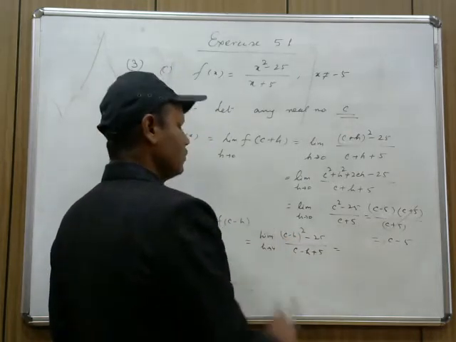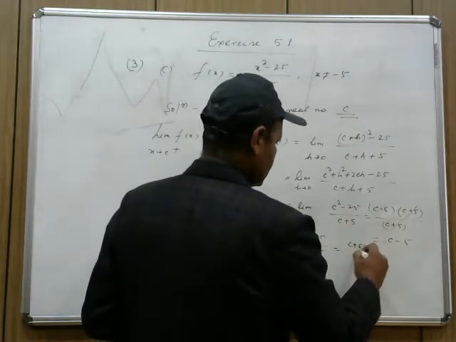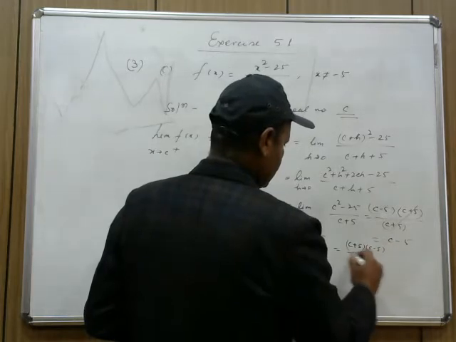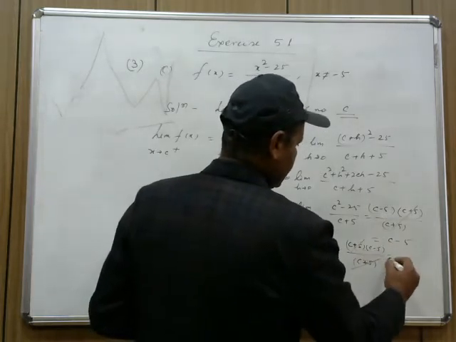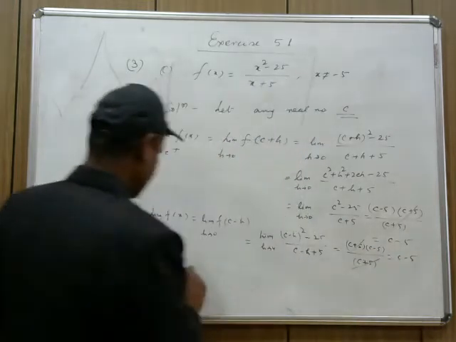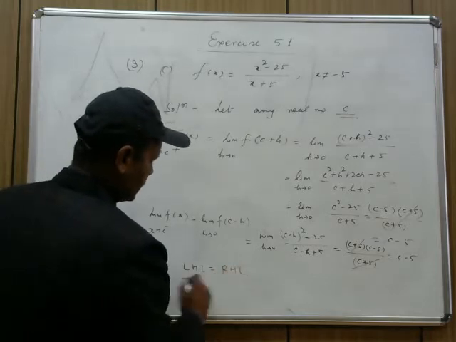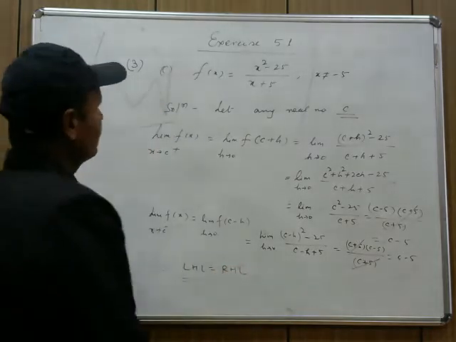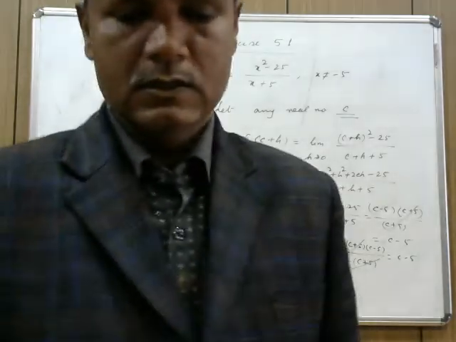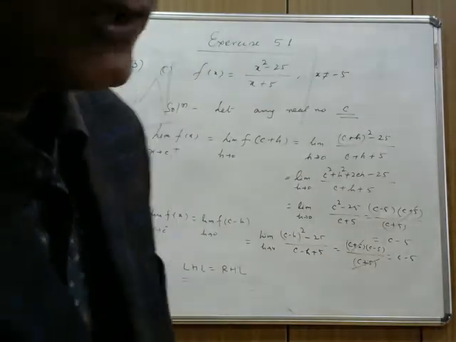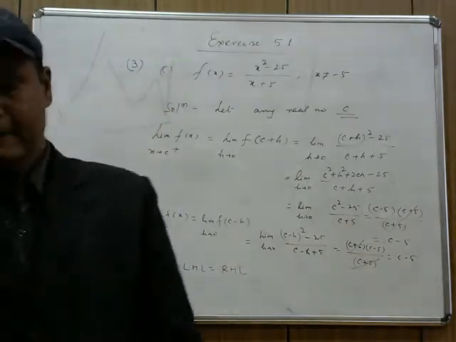Either you replace here only h is equal to 0, that also we can do, and then I will get here c plus 5, c minus 5 upon c plus 5. Now this c plus 5 is cancelled, again I am getting here c minus 5, and therefore what we get? LHL is equal to RHL, and therefore this given function is continuous for any real number c, and when it is true for any real number c, it is continuous everywhere, right?